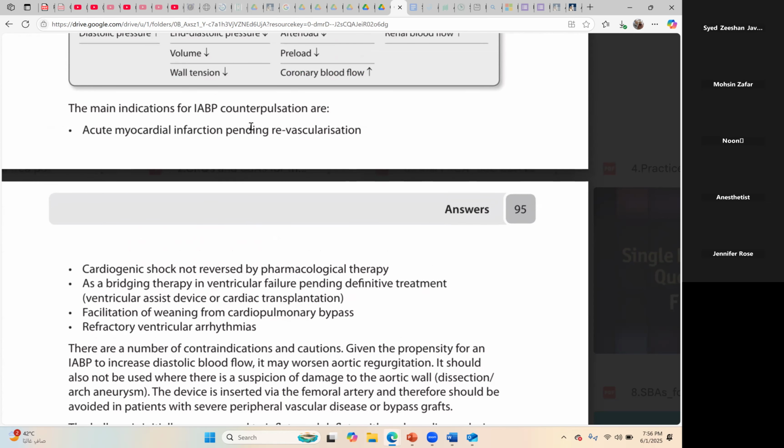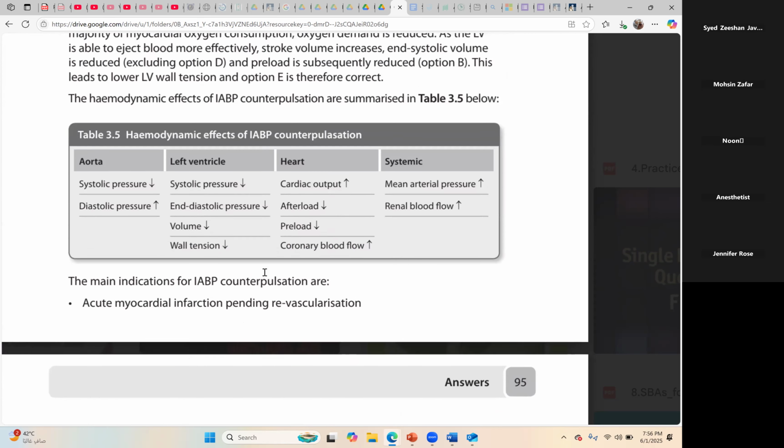Indications: acute myocardial infarction pending revascularization, cardiogenic shock not reversed by pharmacological therapy, as a bridging therapy in left ventricular failure pending definitive treatment, ventricular assist device or cardiac transplantation. This is another thing: facilitation of weaning from cardiopulmonary bypass, refractory ventricular arrhythmias.